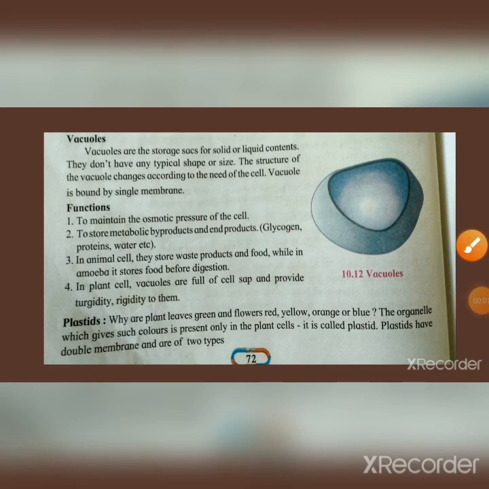Plastid. Why are plants' leaves green and flowers red, yellow, orange or blue? The organelles which give such colors are present only in plants and are called plastids. Plastids have a double membrane and are of two types.